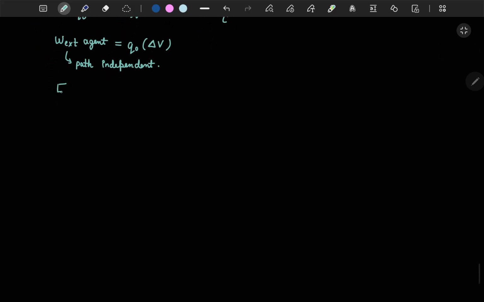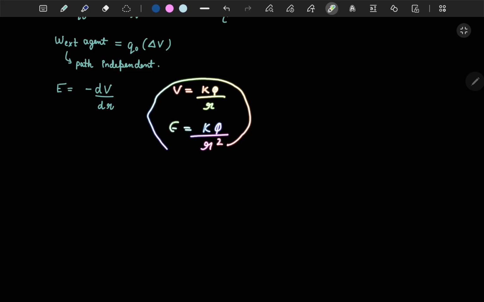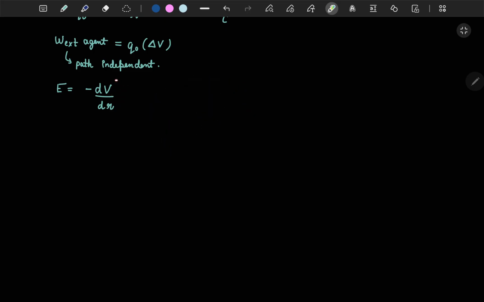Moving ahead, we have talked about electric field is equal to minus dV by dr. How does it come? We have talked about potential at a point being equal to KQ by small r, and we know electric field is equal to KQ by small r square. So what we get from this relation, if we divide V by r, we will get the electric field, and it is in the negative direction.